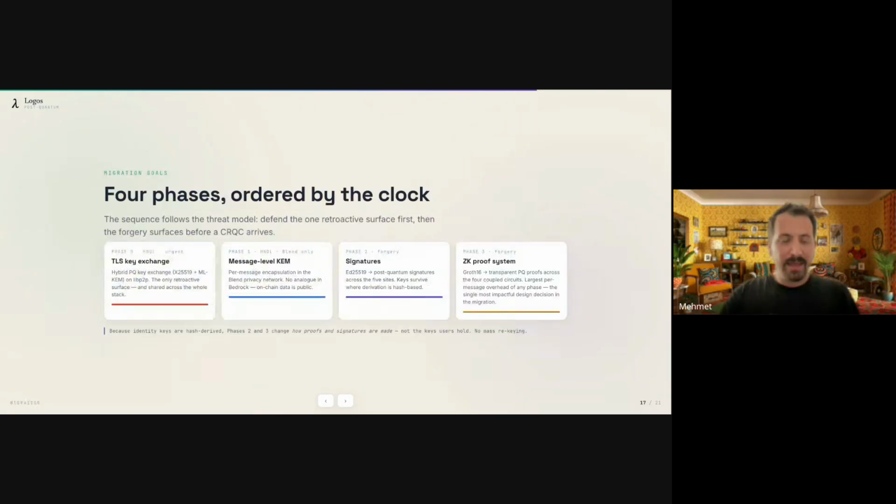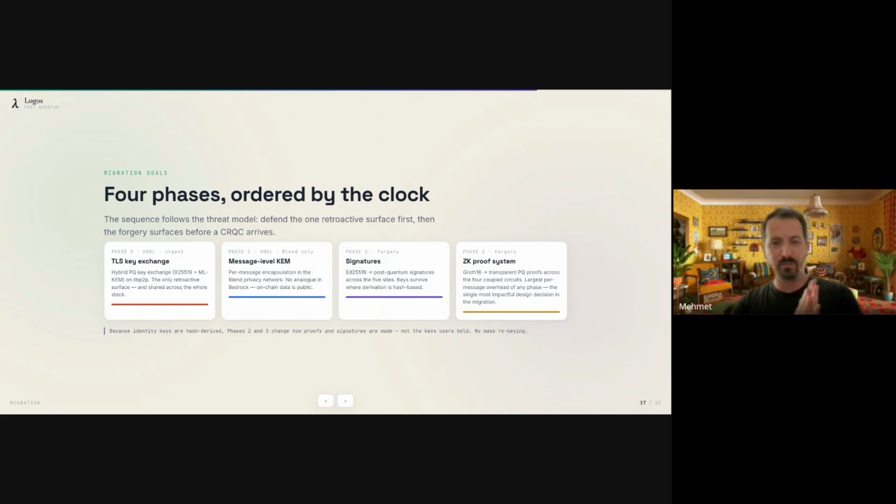And for the attack scenario, we first start to analyze algorithm by algorithm we use in the Logos, and we enumerate the effect of the problems, and after that we decided to use 4 phases for that post-quantum migration. The first phase we called phase 0, and this is the harvest now, decrypt later problem.